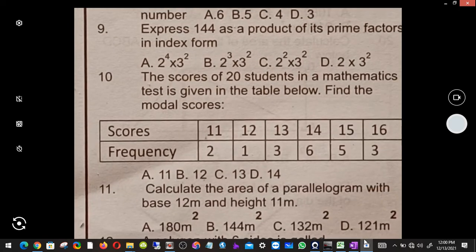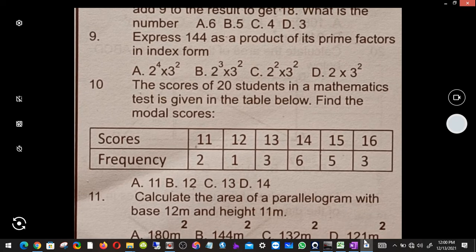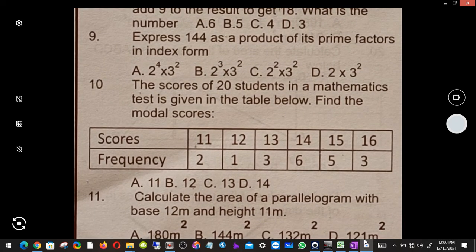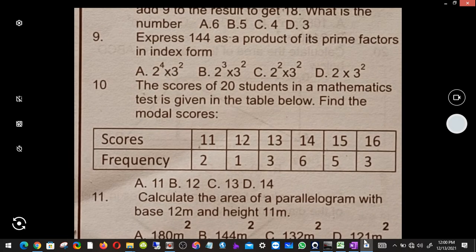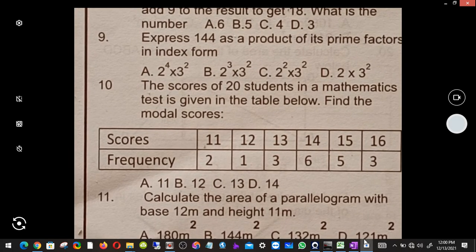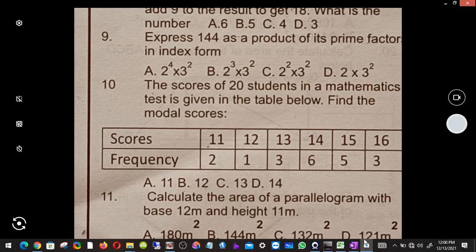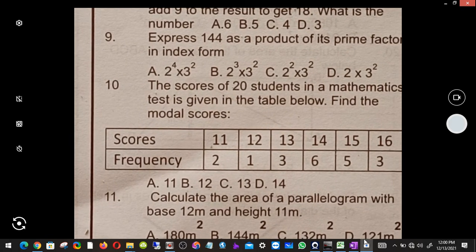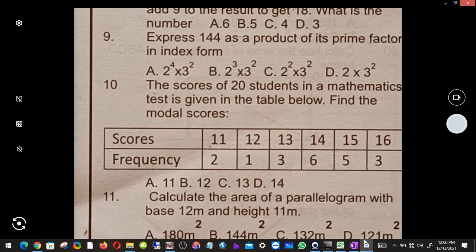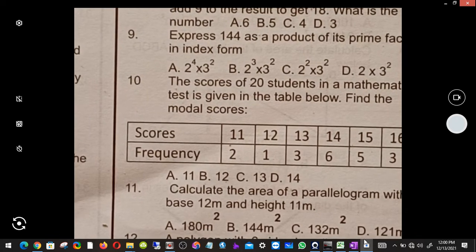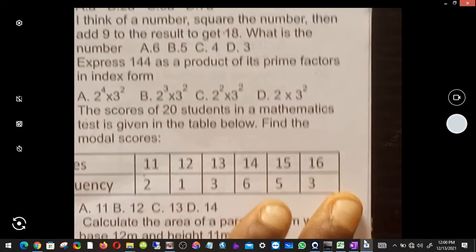Students' scores in the mathematics test are given in the table below. Find the modal score. Carol, can you see the board? The screen rather. Okay, what's the modal score? The score with the highest frequency. So what's the highest frequency here? 6 is the highest frequency here because none of these other numbers is up to 6. So the score that has 6, and what's the score? 14. So the modal score is 14. Option D. Modal score is 14.